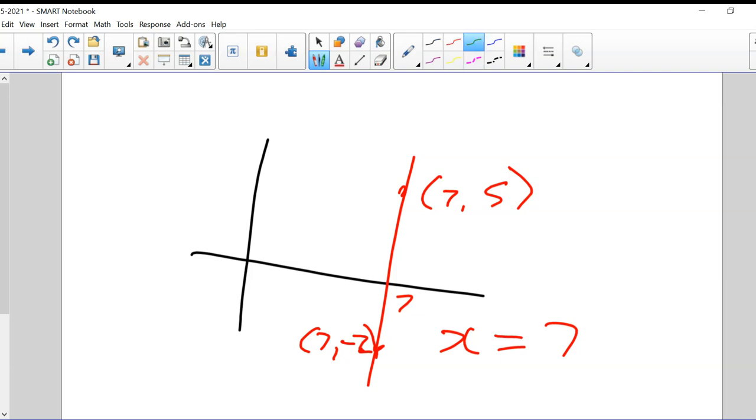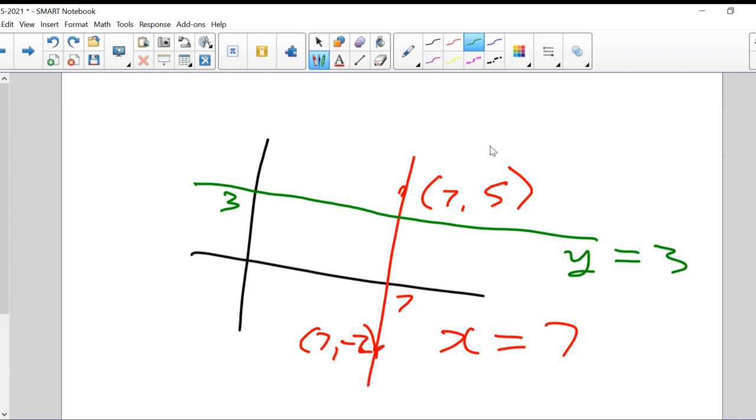Now, on the other hand, if I drew a horizontal line that went through, let's say, for instance, 3, what would be the equation of this? Y equals 3 line. Thank you very much. That's because every single point on that line has the y coordinate 3.